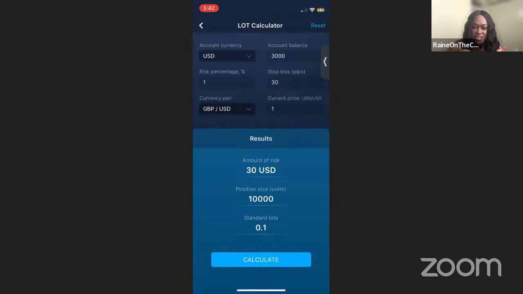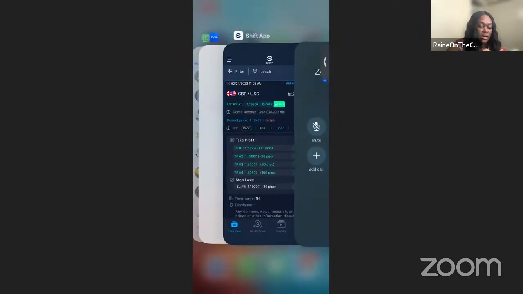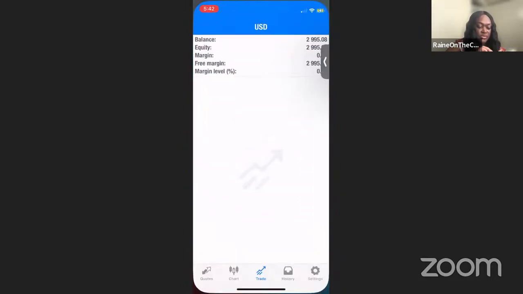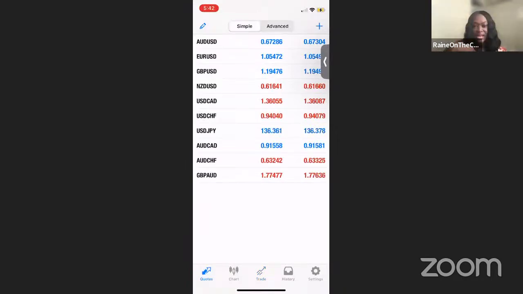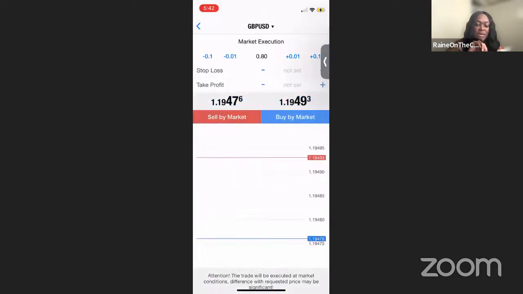So my lot size, you see at the bottom it says standard lots 0.1. So we're going to do 0.1. There you go. Now I will go to MetaTrader 4 and I'll go to quotes. I have an iPhone, guys, so things may look a little bit different from the Android person, but you'll still get the basic idea. So you take the trade, it's a market execution.